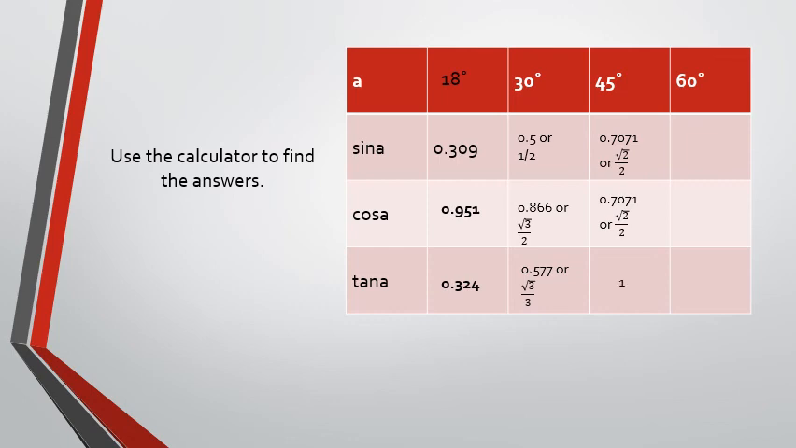Sine 60 equals 0.866 or radical 3 over 2. Cosine 60 equals 0.5 or half. Tangent 60 is equal to 1.732 or radical 3. I hope you try them again at home using your calculators.